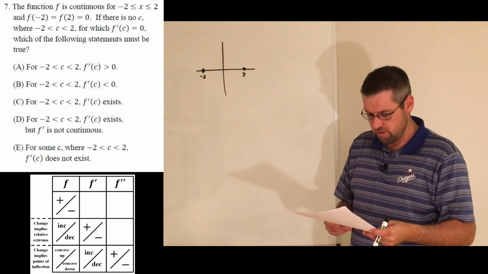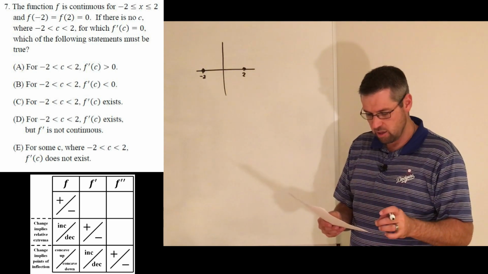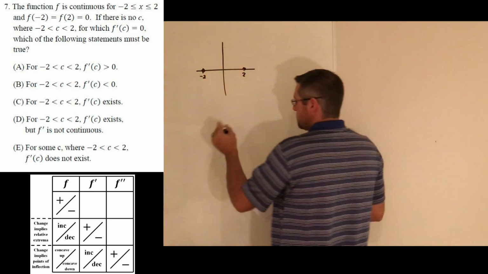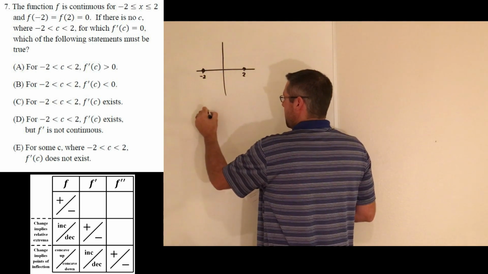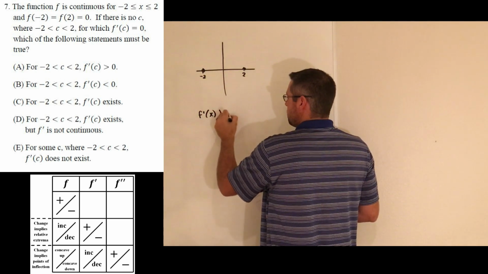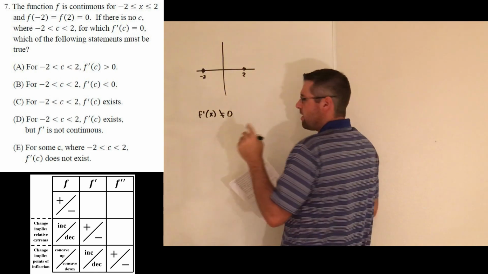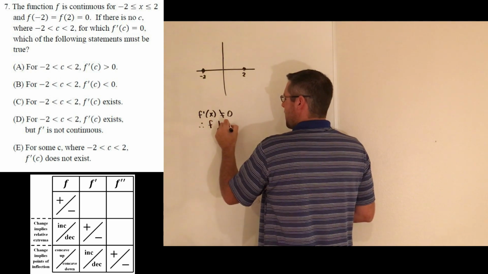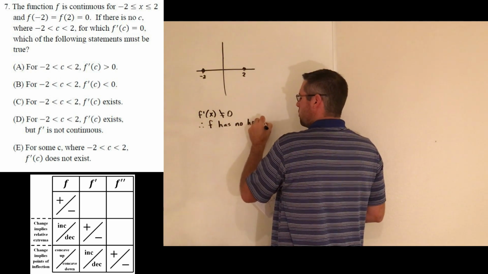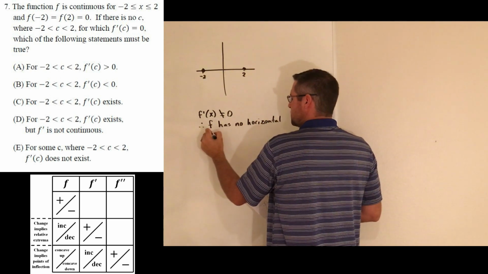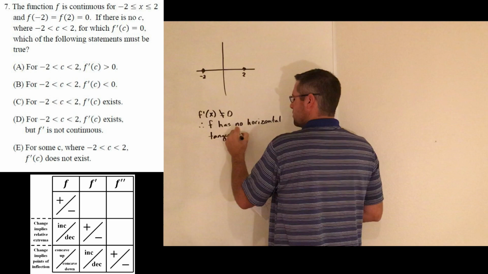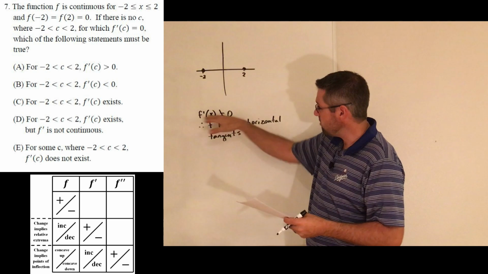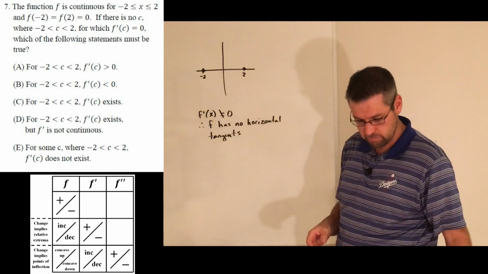Now it also gives us some information here. It says there is no c value for which f prime of c is equal to 0. So we can conclude this. F prime of x is never equal to 0. We can conclude as a result of that, therefore, that f has no horizontal tangents. Right? So when f prime is 0, we have a horizontal tangent. Well, because f prime can't equal 0, we have no horizontal tangents.